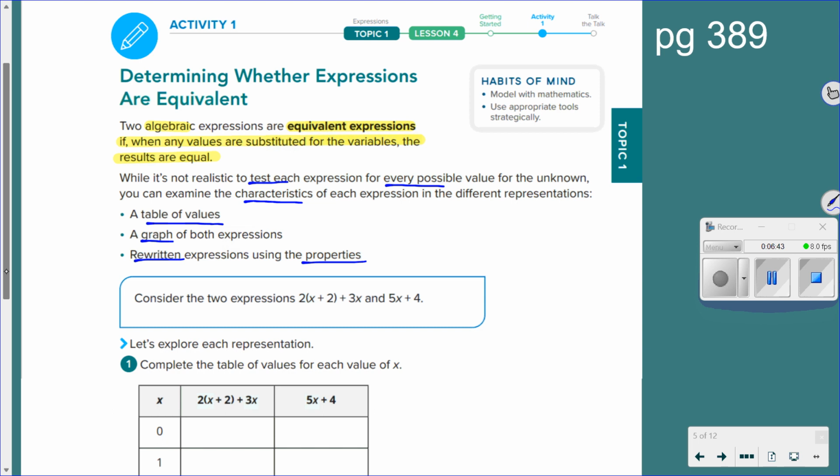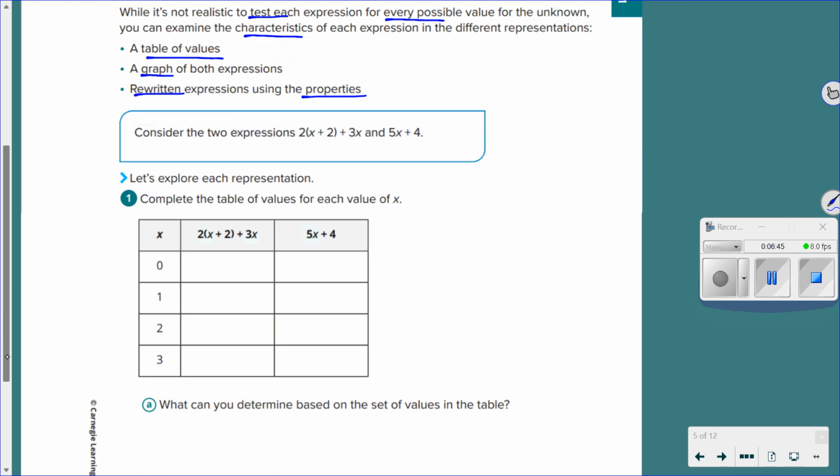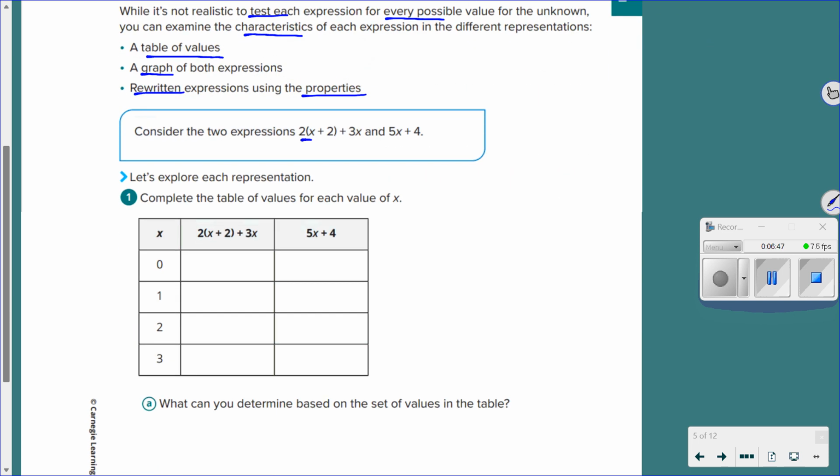So we're going to start off with two expressions, 2 times the quantity x plus 2 plus 3x, and 5x plus 4. The first thing you're going to do is actually complete the table of values for each value of x. So they're giving us a value of x, and literally all it's saying is I'm going to take this value, and I'm going to substitute it into the expression every time I see an x. So everywhere I see an x, it's now going to be a 0 for this first line.